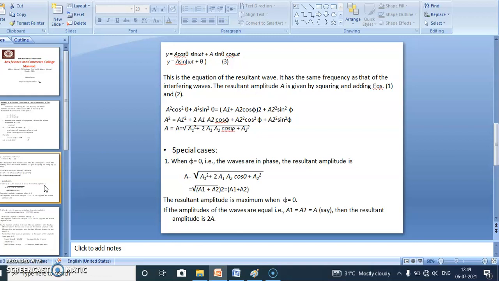But we know that cos a sin b + sin a cos b is sin(a + b). Here a is omega t, b is theta. Then this equation becomes y = A sin(omega t + theta). And this is the equation of the resultant wave having the same frequency as that of the interfering waves. Then the resultant amplitude A is given by squaring and adding equation number 1 and 2.